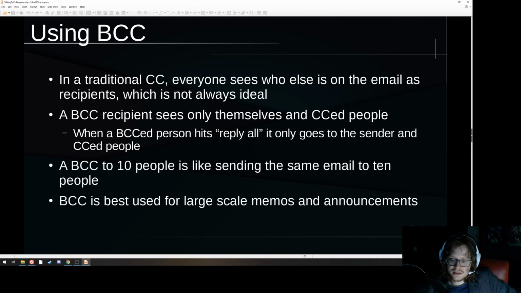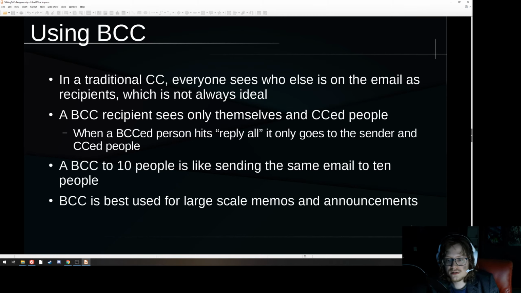Okay, BCC. So like carbon copy, but with a B. In traditional carbon copy, everybody sees who else is on the email, so the complete list of recipients is included in the header. BCC sees only themselves and CC'd people, so you don't see all of the other BCC'd people. And when a BCC'd person hits reply all, it only goes to the sender and the other people who are CC'd. So BCC to 10 people is like sending the same email to 10 people individually.